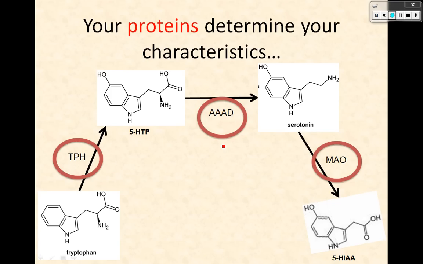That's converted by AAAD into serotonin. Serotonin then is converted by MAO into 5-HIAA. And you could certainly look up what each of these compounds does, but it's the serotonin here that helps to regulate the emotions, and so we're going to talk about that.